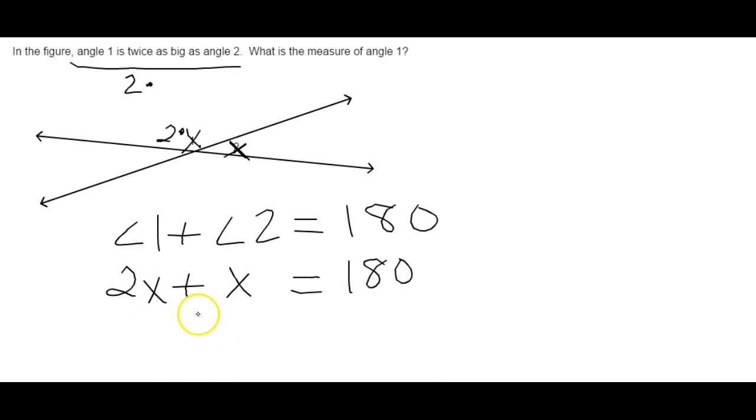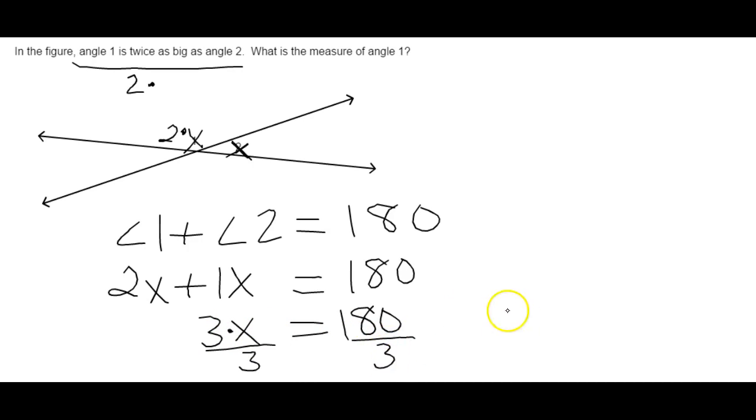2x plus x, and that's really a 1x if there's no number actually written there in front of the x. So 2x plus 1x is 3x. When you have a number next to a variable, that means this is actually multiply, so we have to do the opposite and divide. This gives that x equals 60. Now our answer isn't necessarily 60. We have to go back and look at what they asked for. They asked for the measure of angle 1. If x is 60, angle 2 is just 60 degrees.